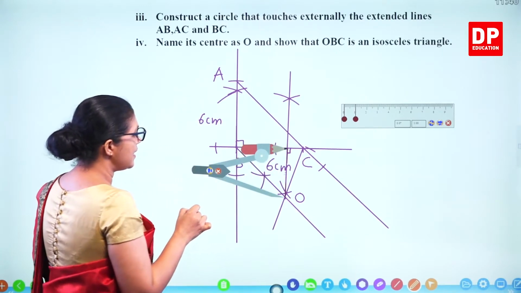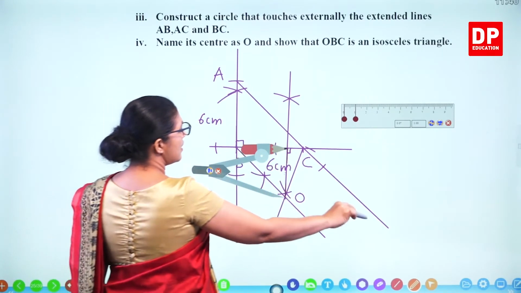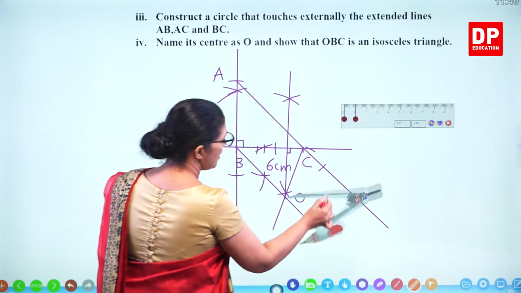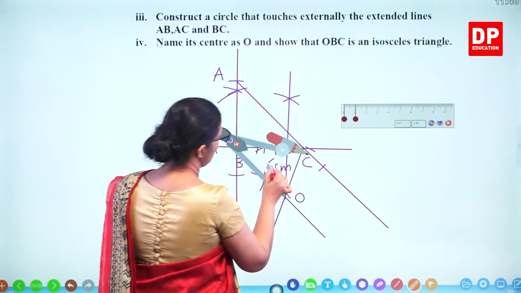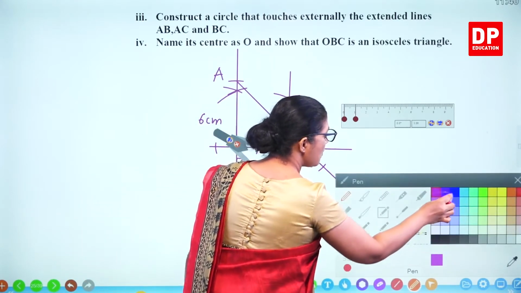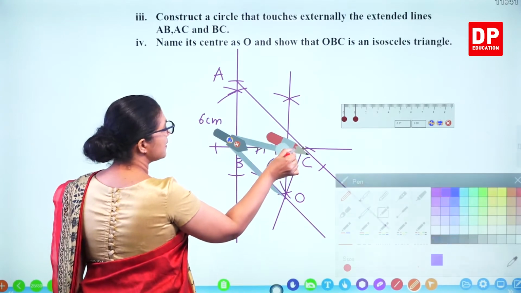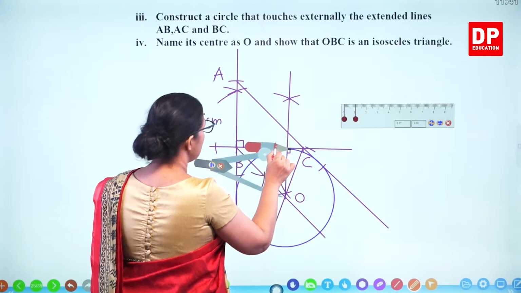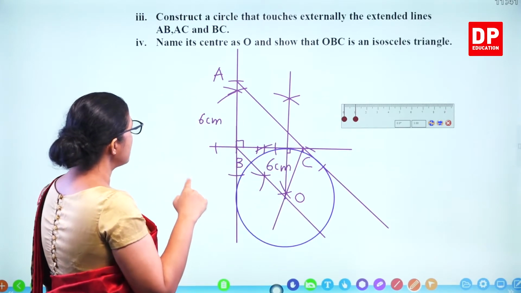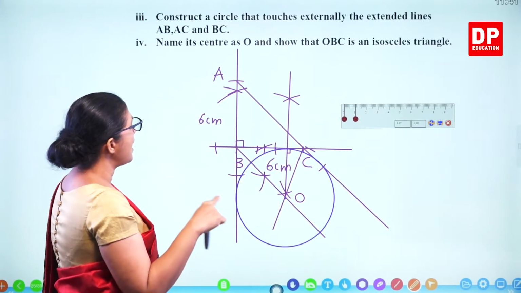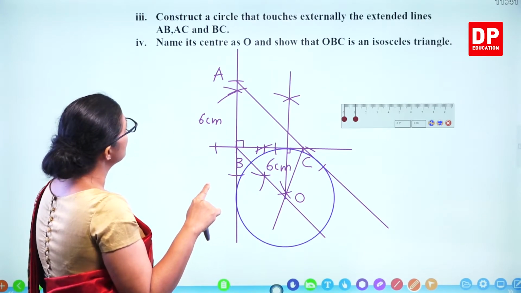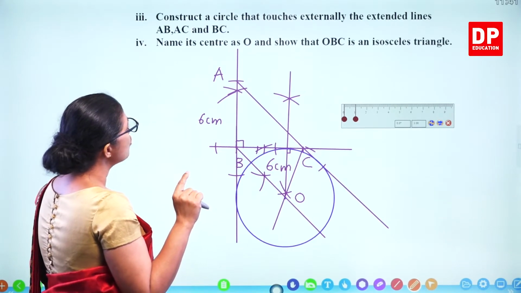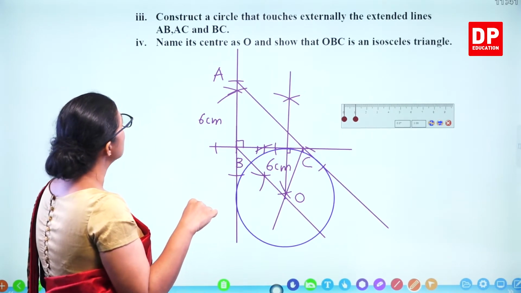Now we'll see whether it touches the other lines. Just check here. This is touching and here touches. So that's okay. Then we can draw the circle. So this is the circle, touches the three sides extended AB, AC and BC. So construct a circle and name its center as O and show that. So this is a circle.